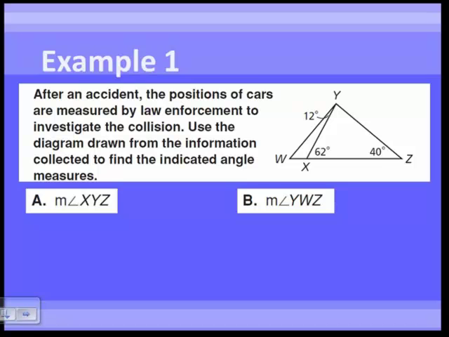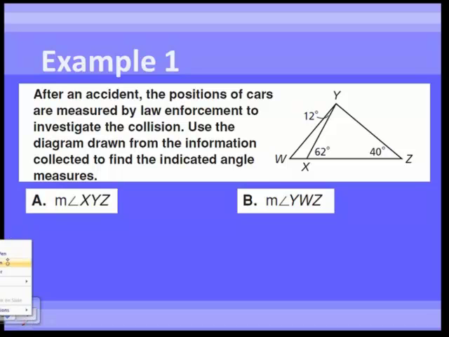Okay, so now we can use that theorem to solve this particular problem where we're looking for the measures of certain angles. It says, after an accident, the position of cars are measured by law enforcement to investigate the collision. Use the diagram drawn from the information collected to find the indicated angle measure.